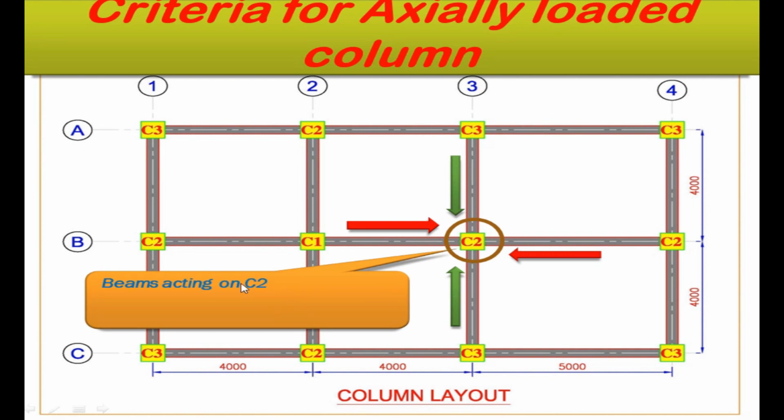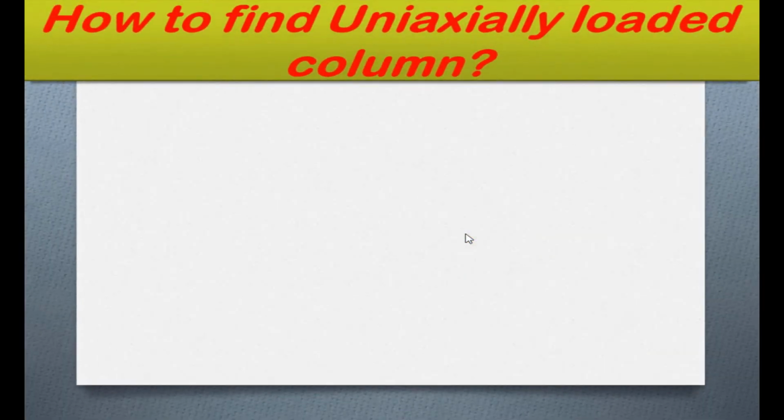So beams acting on C2 are unequal in length on one side. So C2 shall not be designed as the axially loaded column. If E is greater than 20, then we should design it as a uniaxial column. If E is less than 20, then we can consider it as an axially loaded column. How to find the uniaxially loaded column?